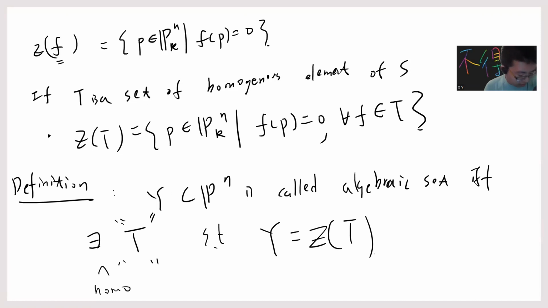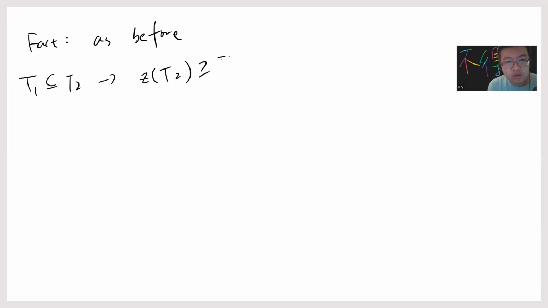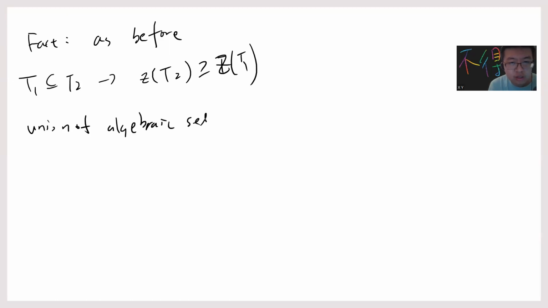Okay, so a fact, as before with the affine variety: one can show that if T1 and T2 are subsets with T1 contained in T2, you always have the reverse inclusion Z(T2) contained in Z(T1), the trivial relation. And you can also show that the union of algebraic sets is still algebraic.